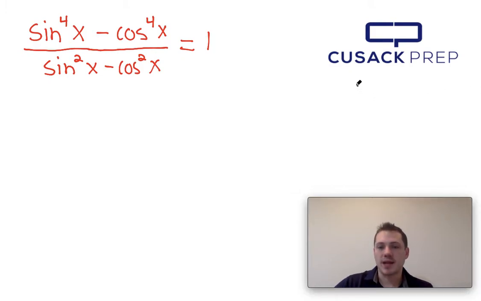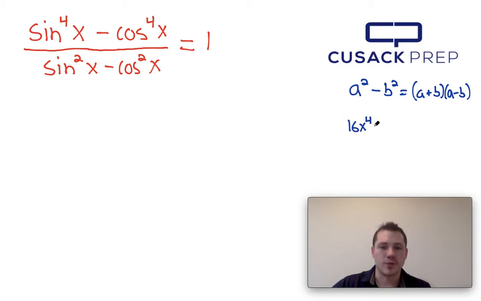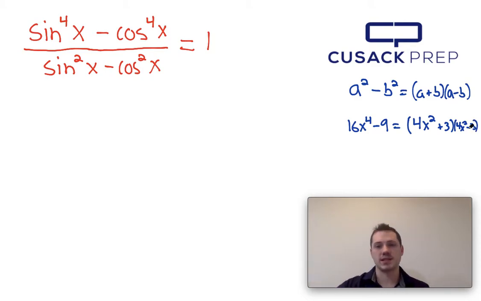You might remember from Algebra 2 that the difference of squares is anytime you have a squared minus b squared, it can be factored into a plus b times a minus b. So for example, let's say I had 16x to the fourth minus 9. This first term is a perfect square, and so is the second term. So I can factor this into 4x squared plus 3 times 4x squared minus 3, just the square root of the first term plus the square root of the second term, and the square root of the first term minus the square root of the second term.